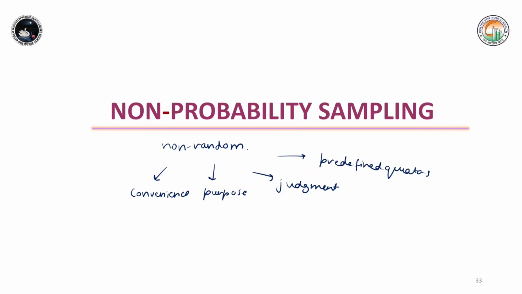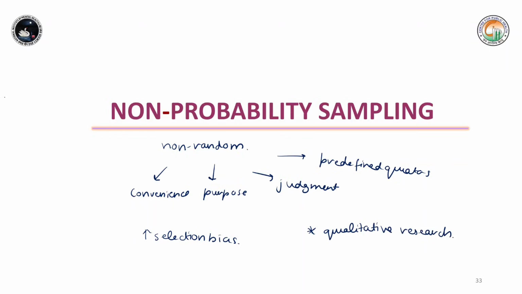Since everyone in the population does not have a known chance of being selected, these methods have a higher risk of selection bias. Because of this, the findings cannot always be generalized to the entire population, but these methods are extremely useful in situations where probability sampling is difficult, expensive, or even impossible, especially in qualitative research.